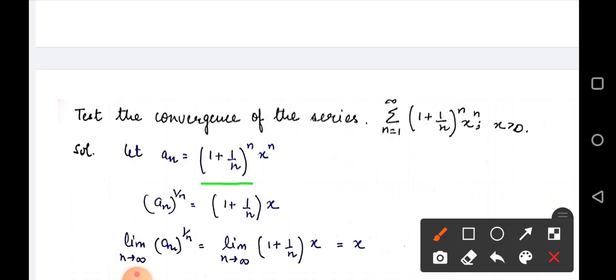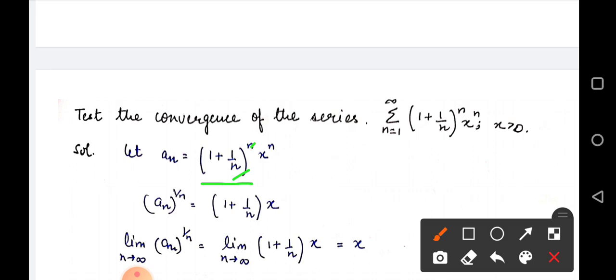स्टूडेंट, कॉशी रूट टेस्ट हमने कहाँ पे लगाना है? जब आपको n की पावर में n हो, ठीक है, सो वहाँ पे हम कॉशी रूट टेस्ट को ही प्रेफर करते हैं. सो कॉशी रूट टेस्ट लगाने के लिए, n टू द पावर n है, यहाँ पे n की पावर में n आपको नज़र आ रहा है. सो टेक an टू द पावर 1 बाय n.